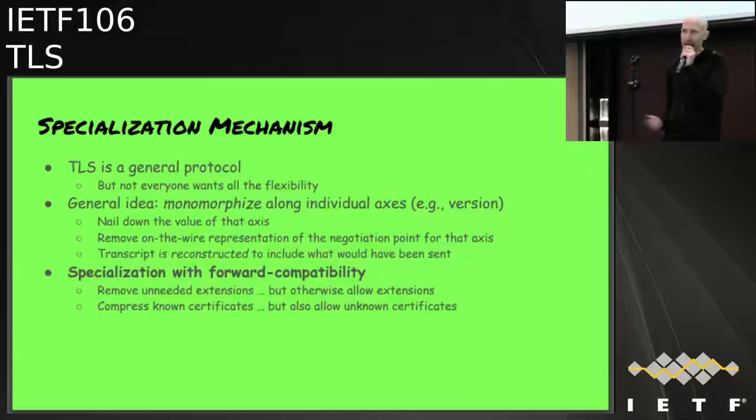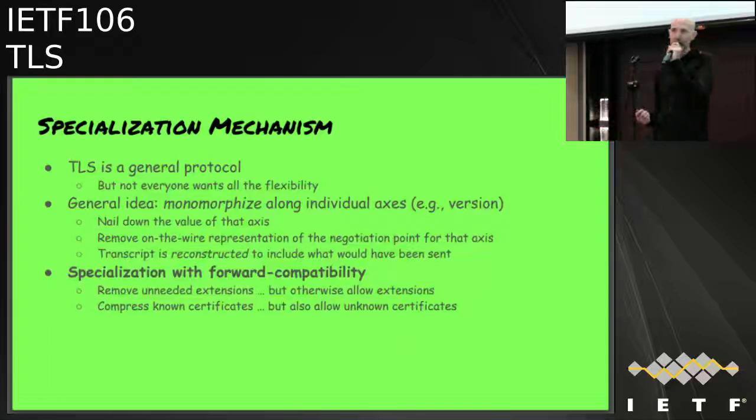And so the idea we had, actually due to Karthikeyan Bhargavan, is, I'm going to steal a term from Rust, monomorphize. So you have a generic system which is polymorphic, and what you do is you monomorphize it. So you take a given axis of flexibility, say the version number, and you say, well, in principle the system supported 1.3 and 1.4 and 1.2, but we're going to monomorphize it down to 1.3, and so all the code you need to process version negotiation just goes away, and all the wire machinery you need to process version negotiation goes away.